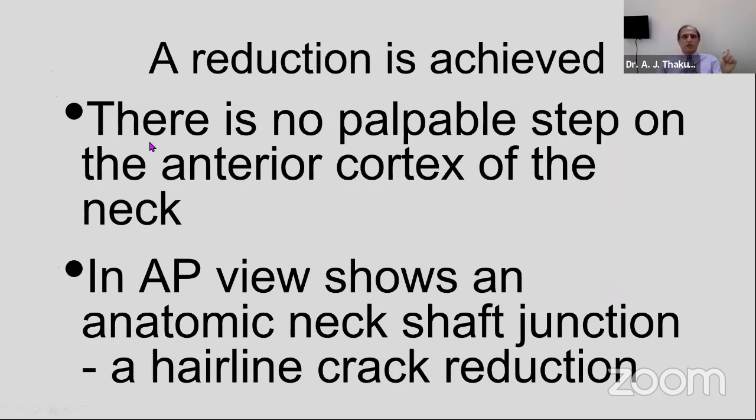Reduction is achieved when there is no palpable step on the anterior cortex of the neck. One could pass a finger and feel it. If there is no step, then you have achieved your goal. If there is a step, redo the whole thing. Pull it out with a hook and then lever it out so that you get a flush anterior cortex. AP will show just a hairline track reduction. It's absolutely a hairline track. That apart, also feel with your finger that there is a plane surface there, then you have made it.